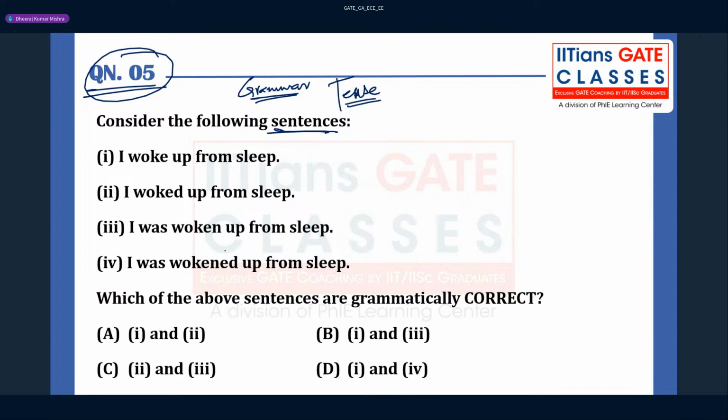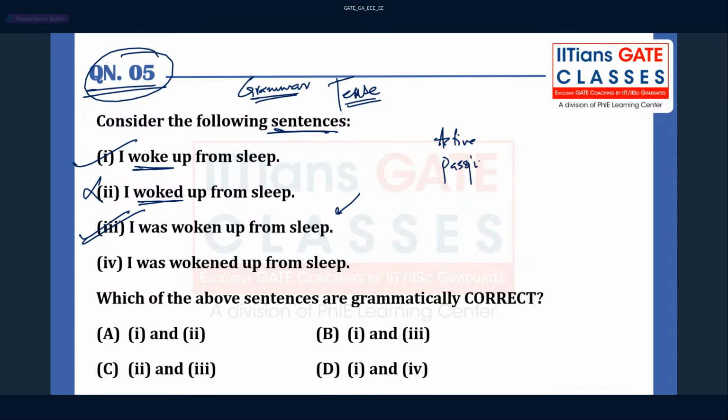Which of the following sentences are grammatically correct? I woke up from the sleep is correct. This one is wrong because they have given woke up, and woke up is the second form, but here they have written woke up. I was woken up from the sleep is also correct, because this is a kind of voice. I believe everybody might have studied active voice and passive voice.